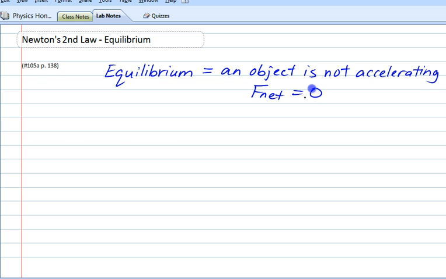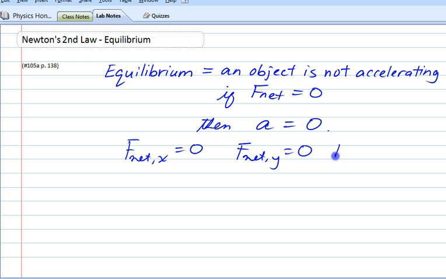So we know that F net is equal to 0. And so this actually has two different ways that this can happen, which are basically the same thing. But if F net equals 0, the net force, then automatically we know acceleration is equal to 0. And that tells us a lot of things. It says that the net force in the x direction has to be equal to 0, the net force in the y direction has to be 0, and if we had more directions like z or whatever, that would also be equal to 0.